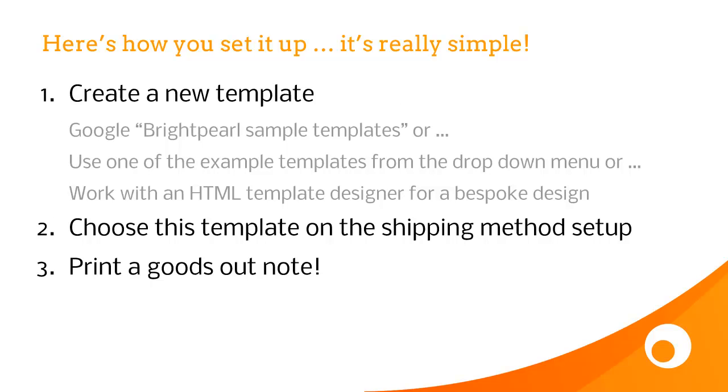It's pretty straightforward, really. We're going to create a new template, and actually we've got some sample templates which I'll show you. Or you can use one of the example templates from the drop-down menu, or work with an HTML template designer for a bespoke design. Choose this template on the shipping method setup, and then print a goods out note. It'll automatically use that template if you choose that shipping method.